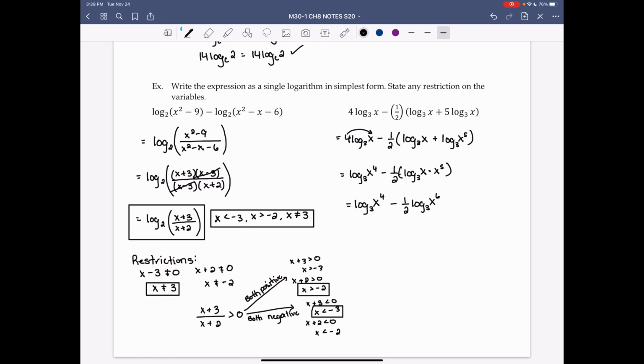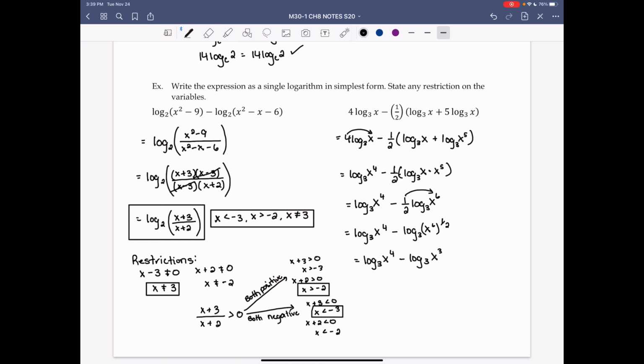We can write this 1/2 as an exponent on the argument. Then we have log 3 x to the power of 4 minus log 3 x to the power of 6 to the power of 1/2. Simplify that to log 3 x to the power of 4 minus log 3 of x to the power of 3. 6 times 1/2 is 3. Then we can write this as 1 log.